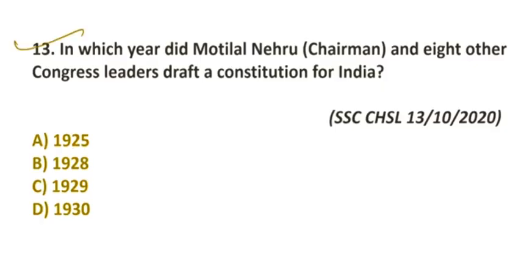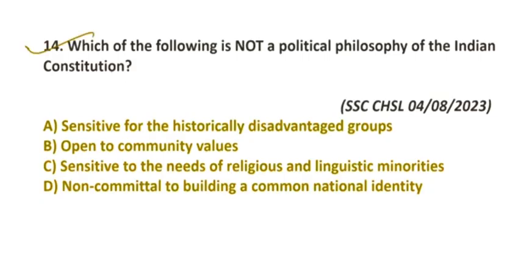Question number 13. In which year did Motilal Nehru and 8 other Congress leaders draft a constitution for India? Option number B is the right answer, 1928. Question number 14. Which of the following is not a political philosophy of the Indian Constitution? Option number D, non-committal to building a common national identity.